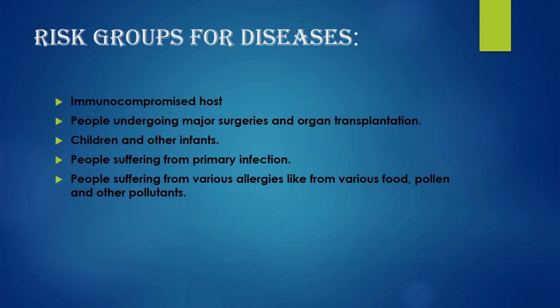This slide shows a list of people who are at risk groups for the diseases which are caused by Streptococcus pyogenes. Now, these people are at risk not only for the diseases caused by Streptococcus pyogenes, but also by other bacteria. They include immunocompromised hosts, people undergoing major surgeries, organ transplantation in recent time, infants, people suffering from primary infection, and various allergies like food, pollen and other pollens.